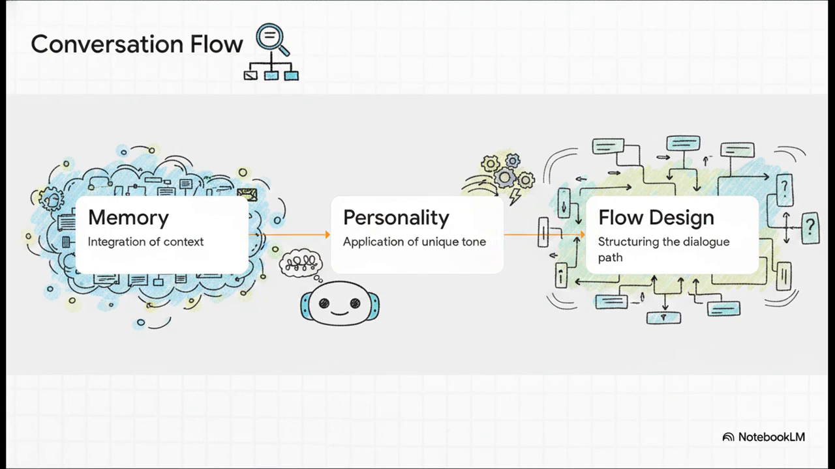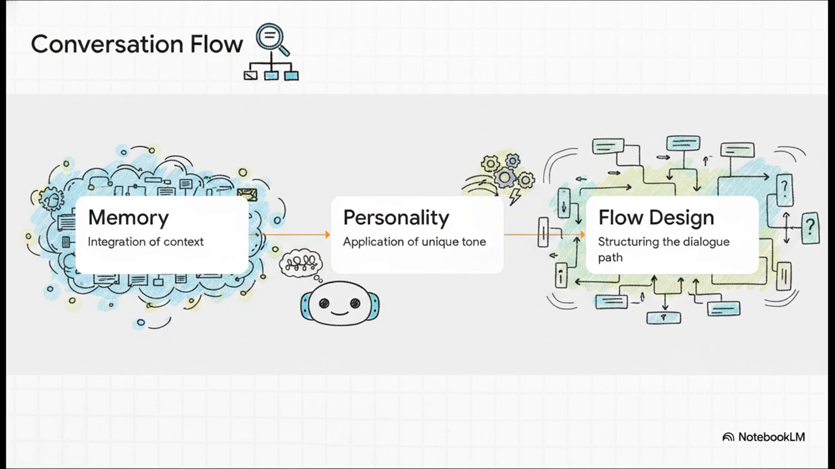So, having a brain and a soul is great, but the bot also needs social skills. That is conversation design. Here's the step-by-step flow of how a user experiences this. The bot remembers the context, filters it through its brand new personality, and then follows a designed conversation path to respond. Conversation design is really all about anticipating the user's needs and mapping out how the dialogue should naturally progress.